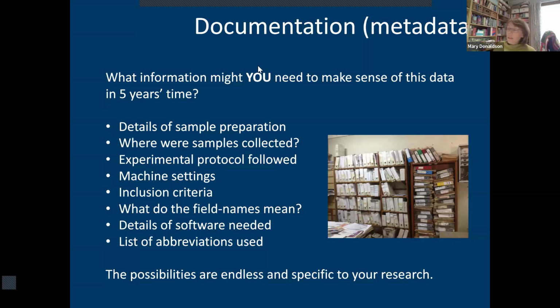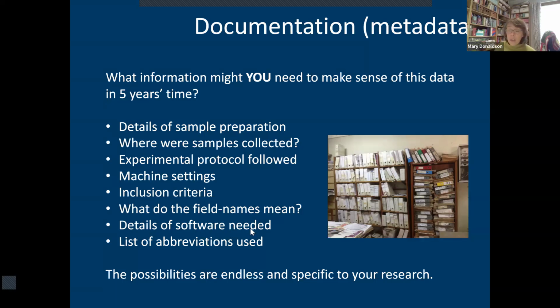So again, the ideas here are limitless. It could be the details of the sample preparation or where samples were collected. It could be your experimental protocol or your project protocol. It could be inclusion criteria or exclusion criteria for participants in your project. It could be, what do the field names mean on your spreadsheets? Did you label your columns?